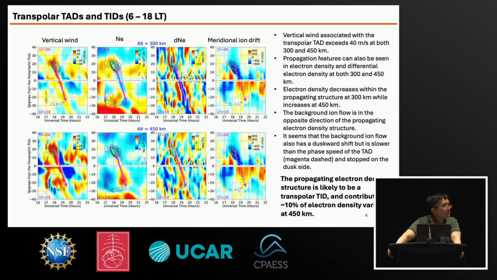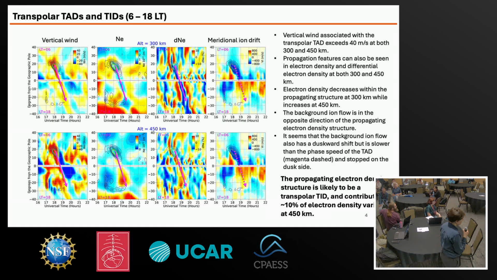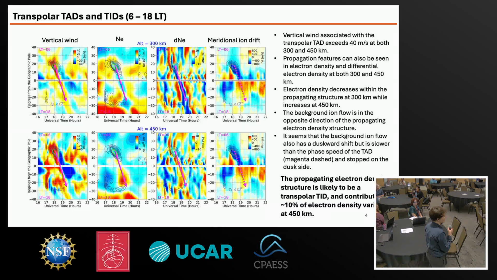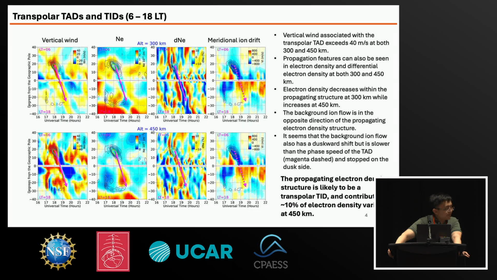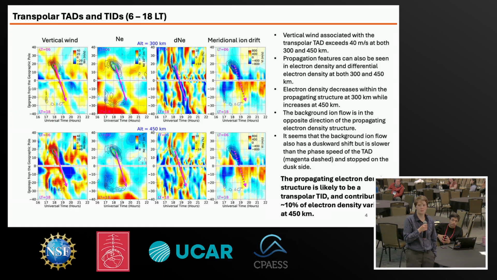Okay, so you found TIDs, but they're not necessarily caused by the TAD. The TID is potentially caused by the TADs, but the polar cap patch, the electron density structures in the polar region, is not necessarily caused by the TADs, because the TIDs associated with the TADs are roughly 10% of the background electron density perturbations. So it's not dominant, but it's not something that can be ignored. Yes, as Asti showed, the high degree of variability we see. Yeah.